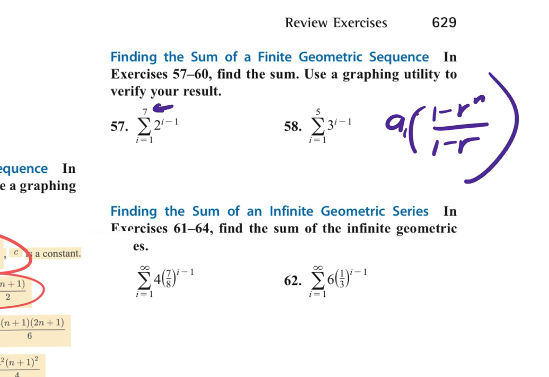There's 2 ways to identify your a1. One is it's the thing that's not being raised to a power, which in this case, there's nothing there, which means it's 1. The second is literally taking the first number and plugging it in. So if I plug in 1, I get 2 to the 0, and that's 1. Both ways, I would get an a1 of 1. Then 1 minus my r is 2. There are 7 terms here. Would be 1 minus 2.